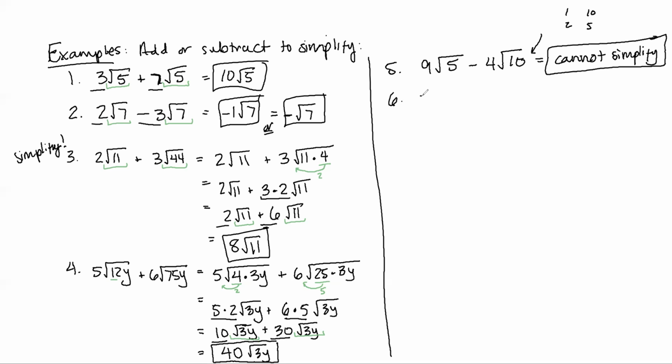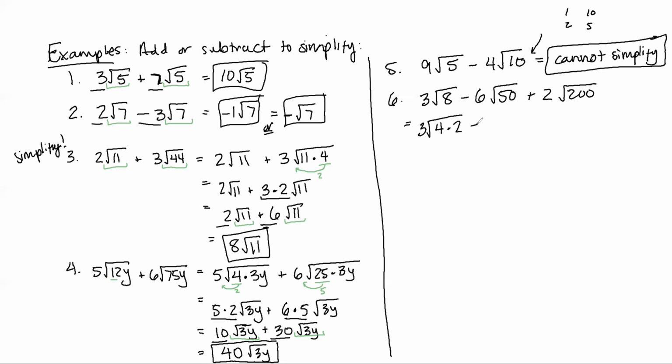Number 6, we're given 3 square root of 8 minus 6 square root of 50 plus 2 square root of 200. Now this one's a little bit longer, and right now we have an 8, a 50, and a 200. None of those are the same. So first thing we want to do is see if we can break these down. So we're still looking at square roots, so a perfect square that goes into 8 is 4. So I'm going to break this 8 into 4 times 2.